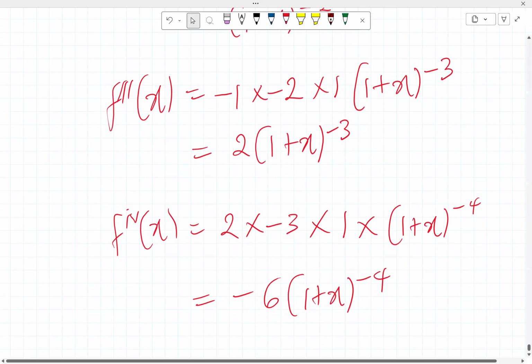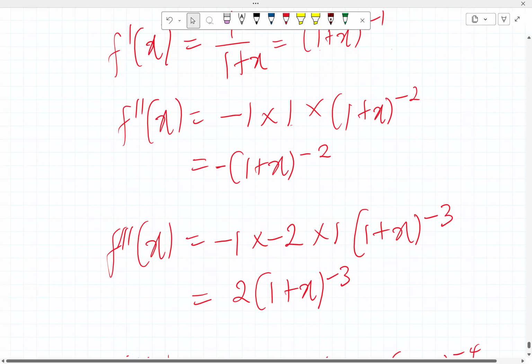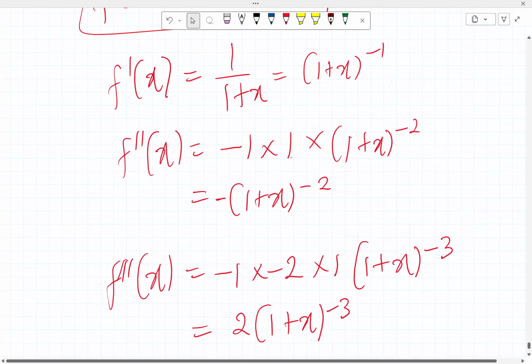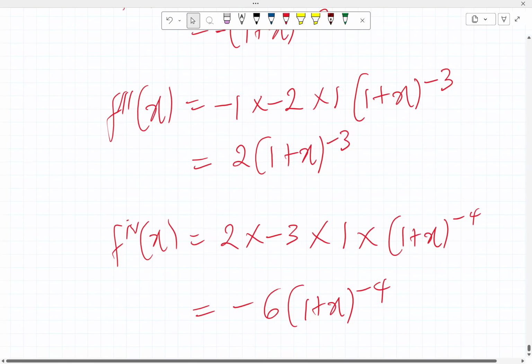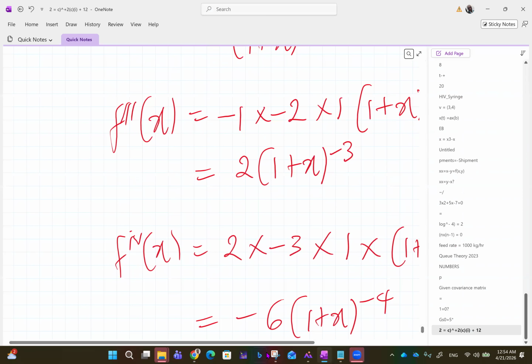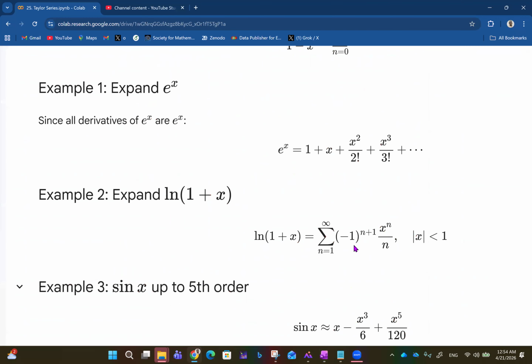Okay, so what does that tell us? We have a pattern. This is 1, minus 1, this is 2, minus 6, and it goes on like that. And that is why by the time we put it all together, you'll see the trend that it actually follows: this (-1) raised to the power n plus 1, and so on. So let's put that together.